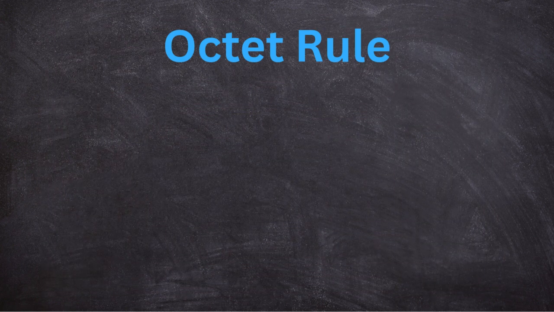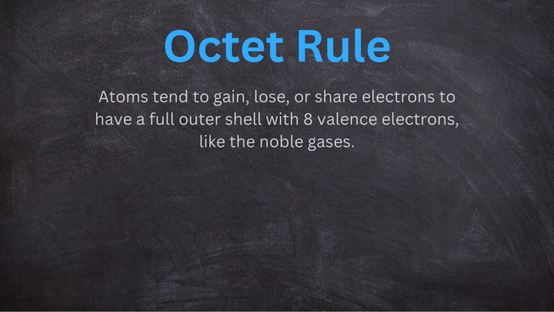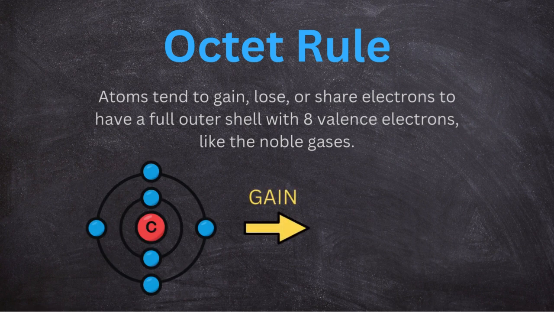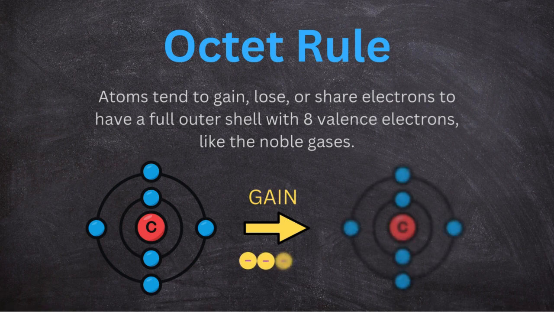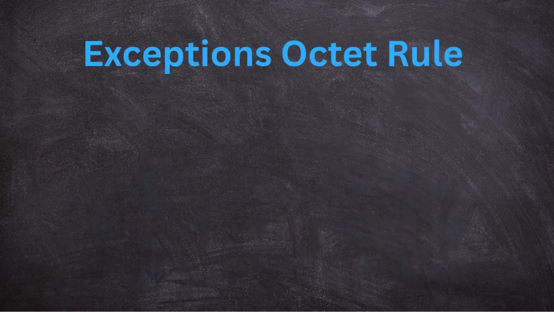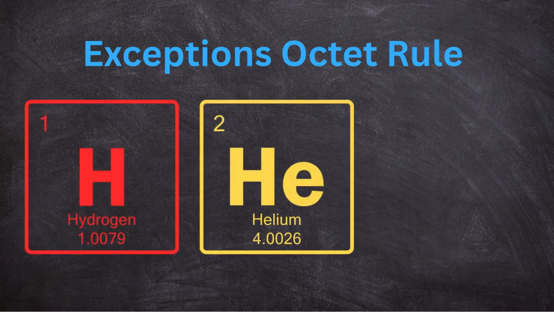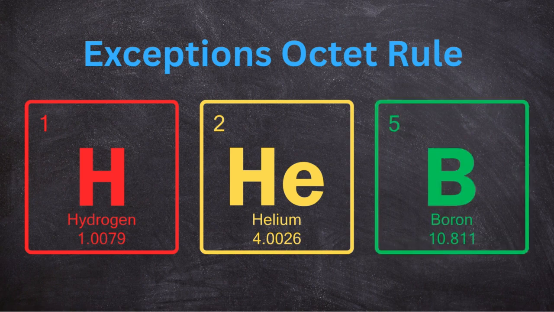Additionally, to draw Lewis structure, we need to know the octet rule. It says that atoms tend to gain, lose, or share electrons to have a full outer shell with 8 valence electrons, like the noble gases. Here we can see that the carbon atom gained 4 electrons to complete its octet. Exceptions to this rule are the hydrogen atom, the helium atom, and the boron atom.